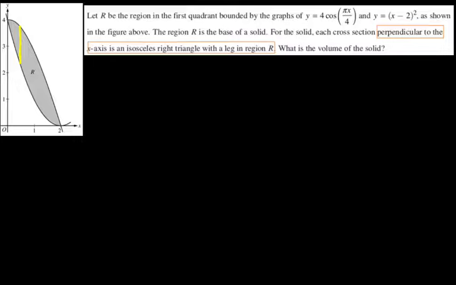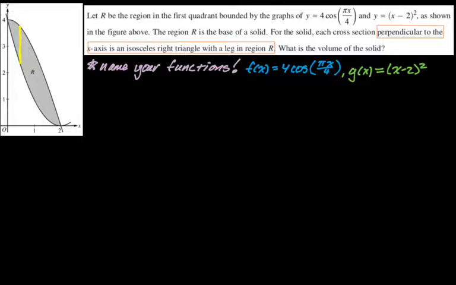Now, a good tip for the AP exam is name your functions and then use the names. So on my free response, I'm going to say let f of x be my cosine thing. I'm not going to make you watch this. And then g of x is going to be my quadratic. And now I can just refer to f of x and g of x, and I'm less likely to make a copy error, like copy down the function wrong. And I think that's a really good tip.